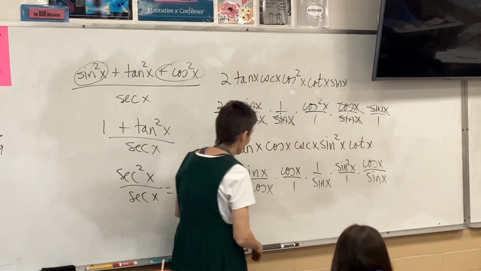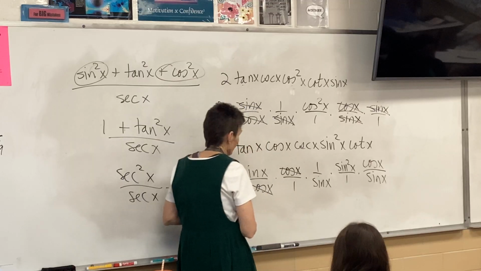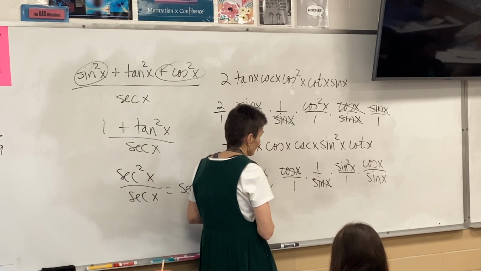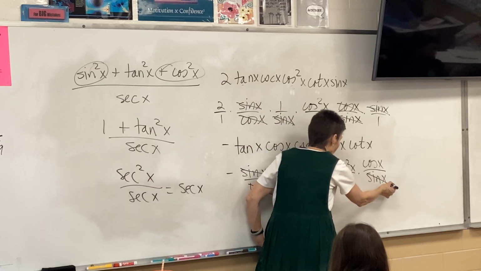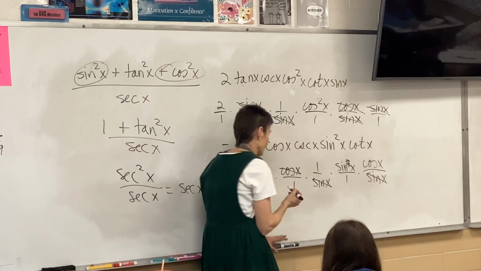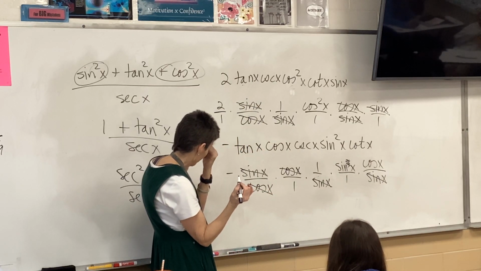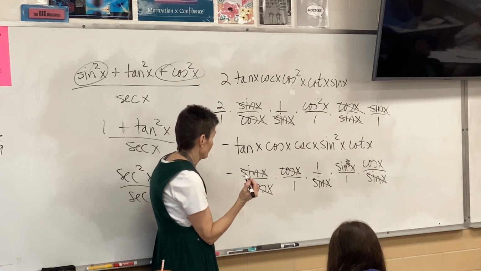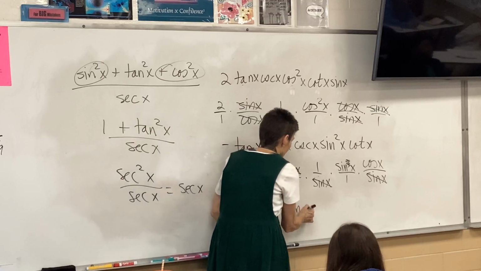All right, so what do we got here? Cotangent is cosine over sine. Let's see what cancels. Cosine, sine. Now, be careful here. I can cancel 1. And what's left? Negative sine cosine.